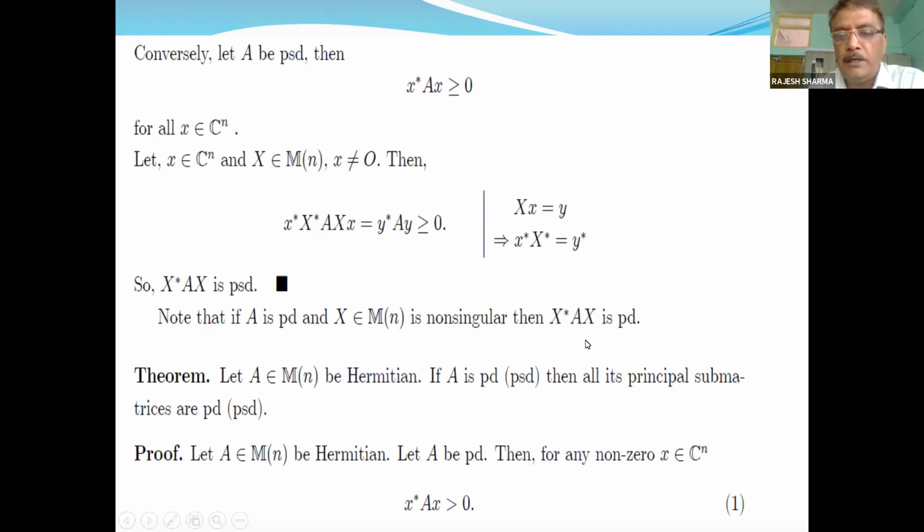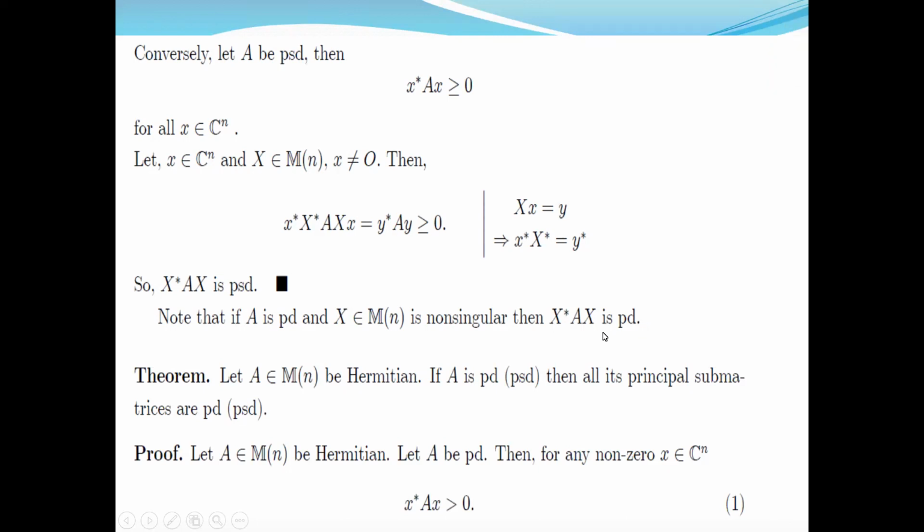Am I audible? Here it is showing connection is unstable, internet. Yes, sir. Yes, sir.